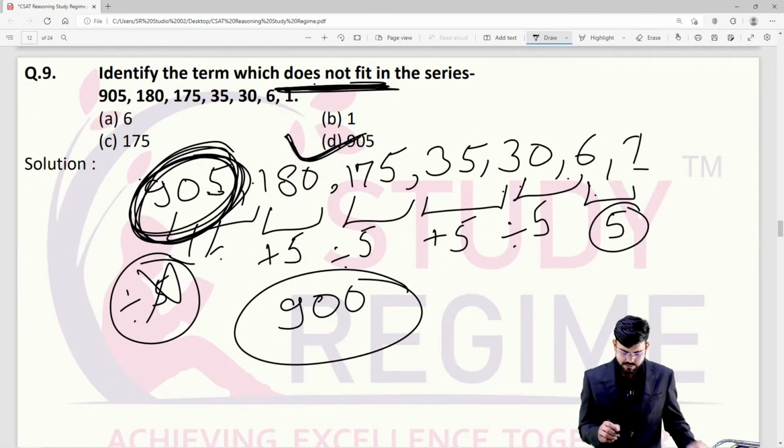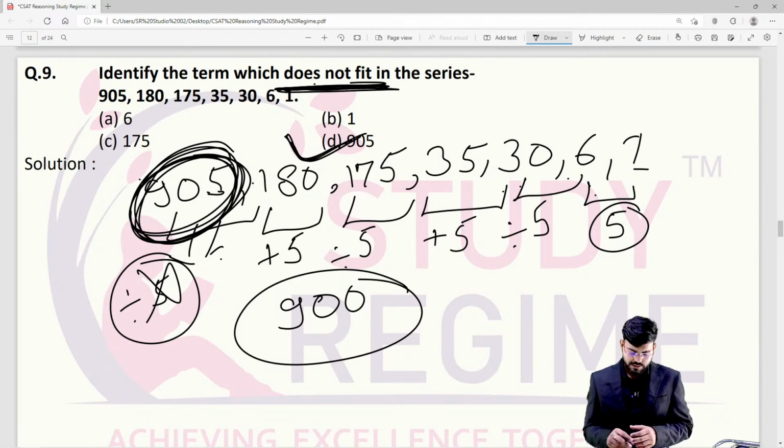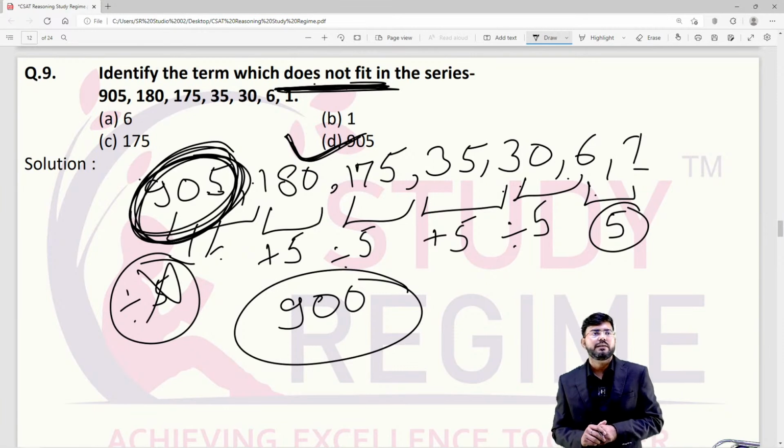Now in this question we have to find which does not fit in the series. So we have done this. If you divide the number, you will get 5, and subtract 5 from the same number. Again this is the pattern: divide and subtract, divide and subtract, divide and subtract. You will get 5 every time. Subtract 5, divide by 5, you will get 5.